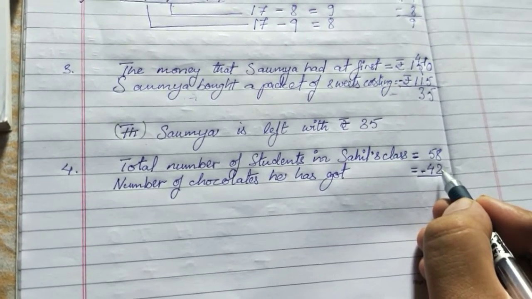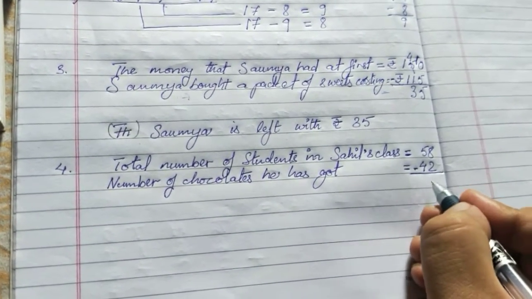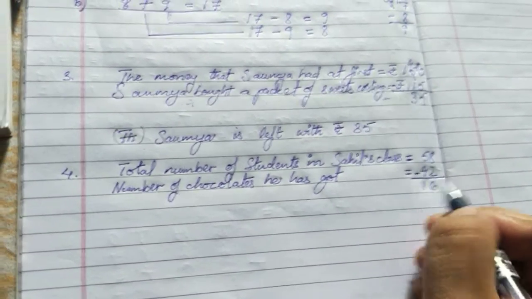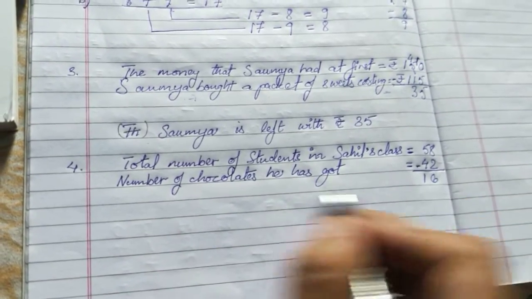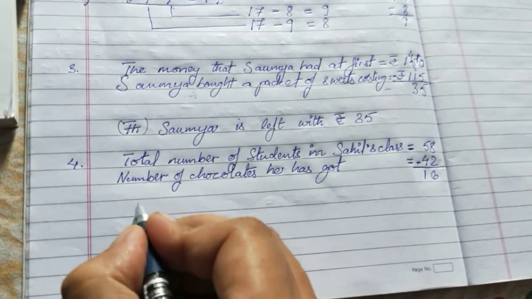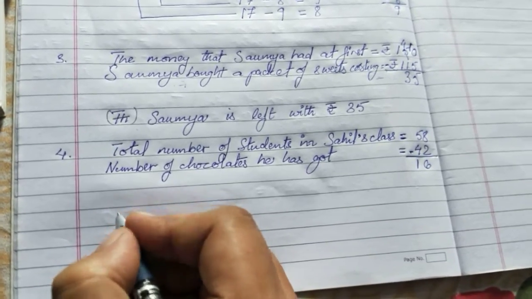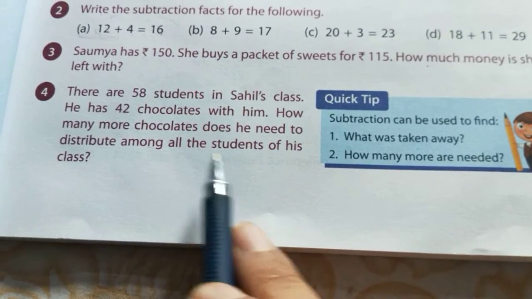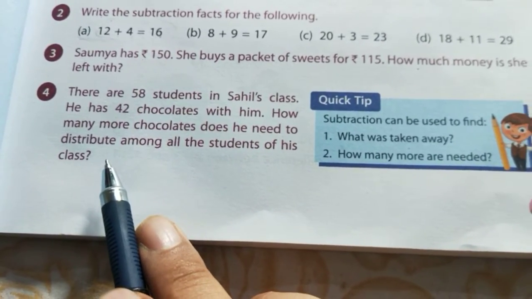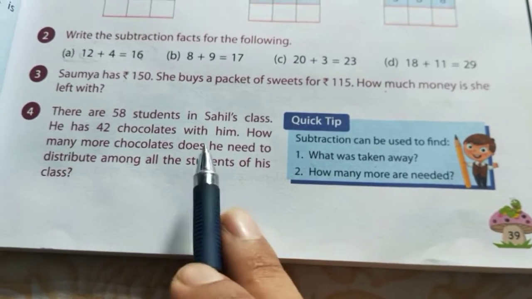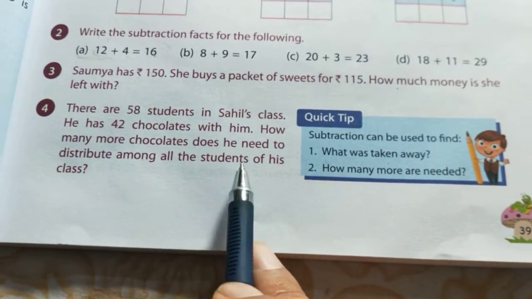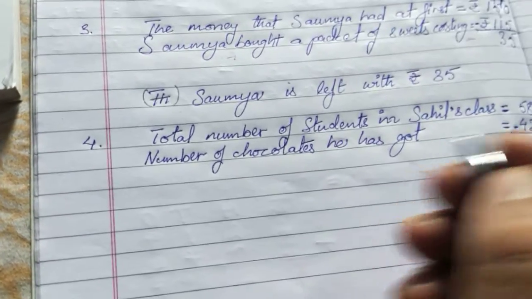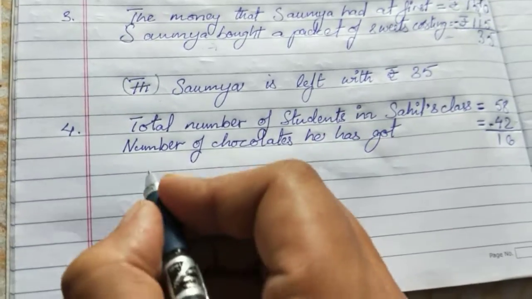8 minus 2 will be how much? 6. 5 minus 4, 1. So this will be the answer, but you have to again write it in the form of words. Here they are asking how many more chocolates does he need to distribute among the students of his class. So you'll write the number of chocolates he needs to distribute among the students of his class is 16.